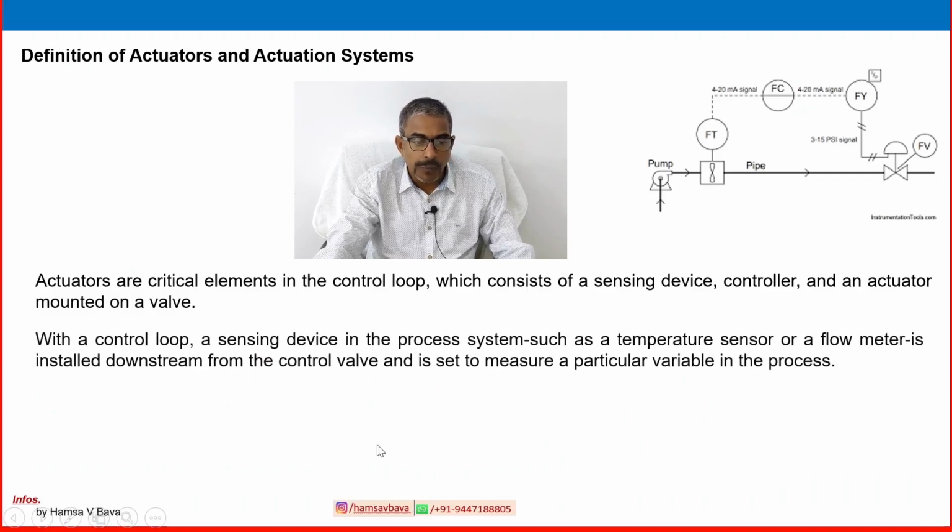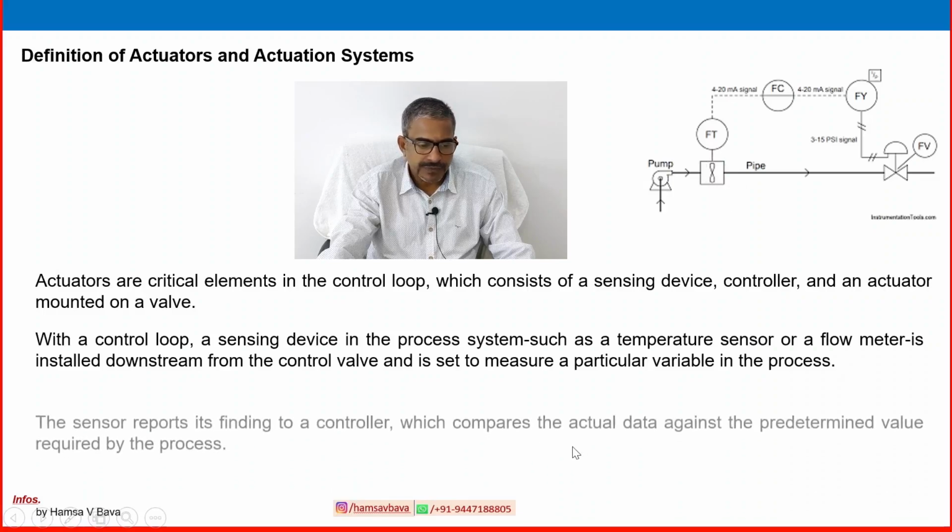Within a control loop, there is a sensing device in the process system, such as a temperature sensor or a flow meter. This is a sensor we are using. Any type of sensor: flow, level, pressure or temperature. It is installed downstream of the control valve and set to measure a particular variable in the process. Here, downstream or upstream, both ways we can work. So here it is downstream, of course, after the pump. This is the flow meter.